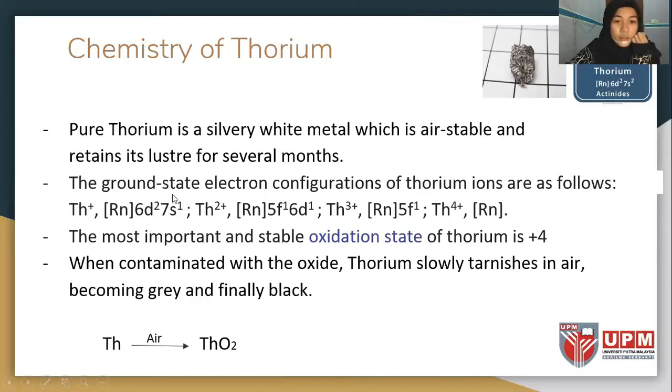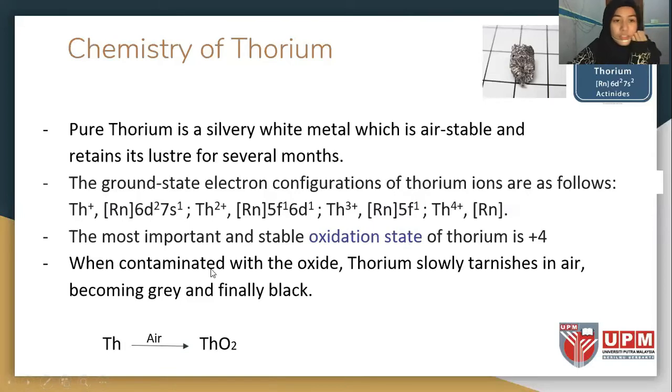And then the ground state electron configurations of thorium ions are as follows. We have 4 ions stated here with their electron configurations. Based on the electronic configurations of thorium ions here, we can see that the most important and stable oxidation state of thorium is +4. It's because thorium has 4 valence electrons, so it is easy for it to lose 4 valence electrons, and the stable oxidation state is +4.